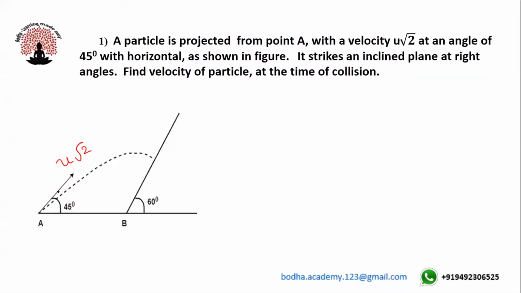It strikes the inclined plane at right angles. So you can observe that the particle will strike the inclined plane at 90 degrees. Right angles means 90 degrees. Find velocity of the particle at the time of collision. So when the particle strikes here, we are supposed to find what is the velocity of the particle.